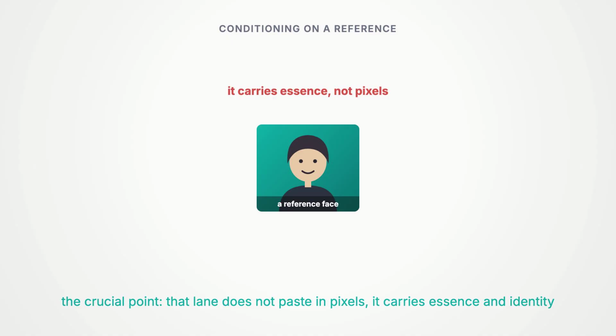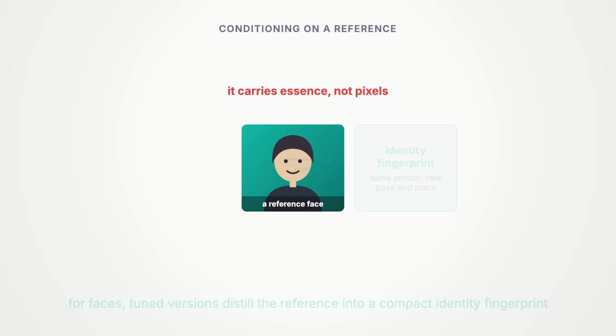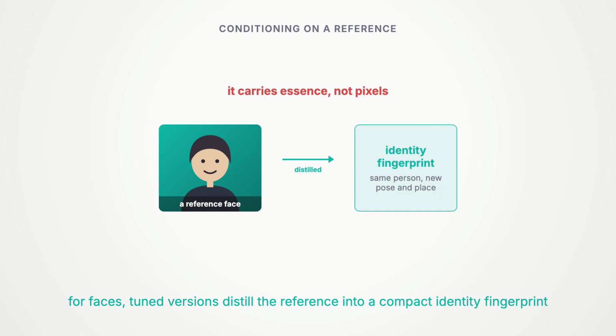For faces specifically, tuned versions you will hear named, like Face ID and InstantID, distill the reference into a compact identity fingerprint, so the same person can appear recognizably in a brand new pose and place. Show, don't tell, on its own dedicated wire.